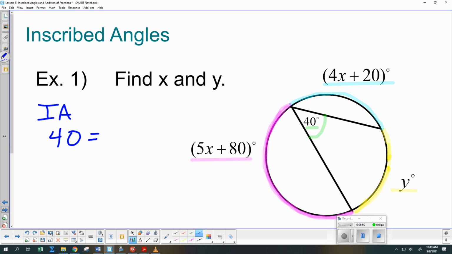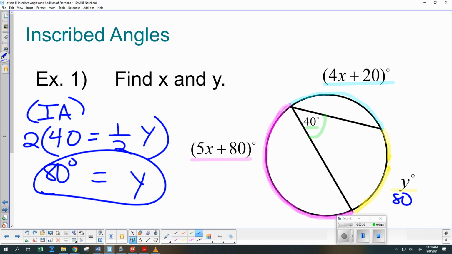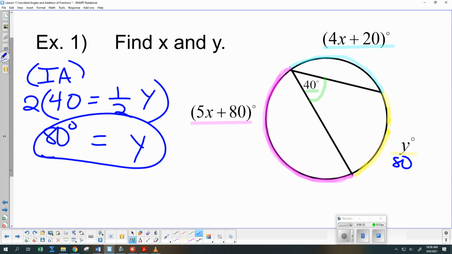So with this one, without saying y, what's the relationship? 40, the angle, is half of the arc, right? So we can say 40 is half of the arc, or if we multiply everything by 2, everybody, how many degrees? And our reason was inscribed angles right there. So now we know this is 80. But I also need x.